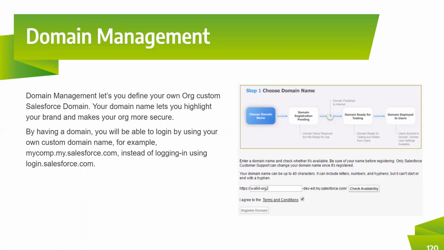What is an example? The example is going to be myconf.my.salesforce.com. So you're going to create a domain, and instead of logging in using login.salesforce.com, you're going to log in using your domain here. How do we set up a domain? Again, we go to Setup, and in the Quick Find box you enter domain management. It will take you to this page, and you're going to set your domain.